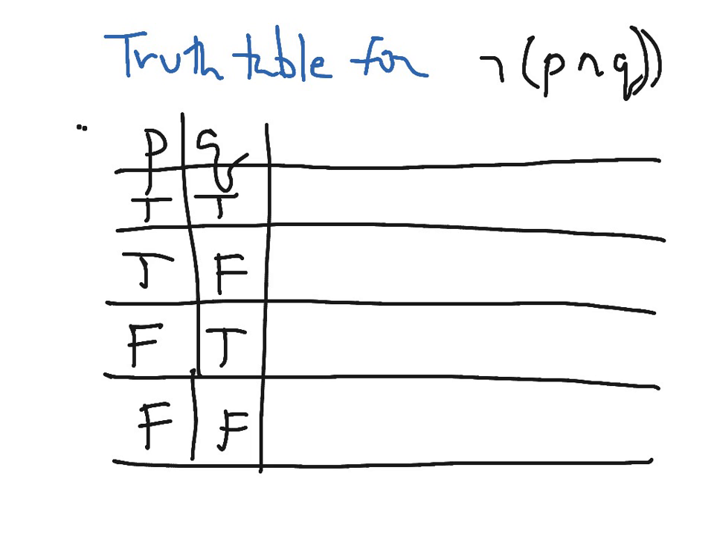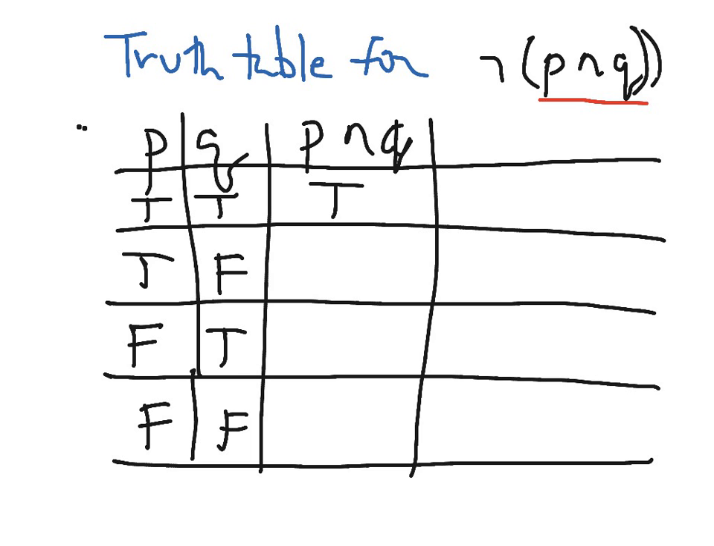We want to work from the inside out. So we want to do P and Q first. And remember, for an and, the only way for an and to be true is they both must be true. So the first row is true and the other 3 rows are false.